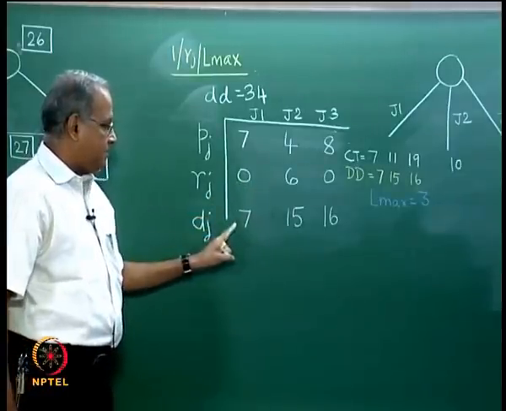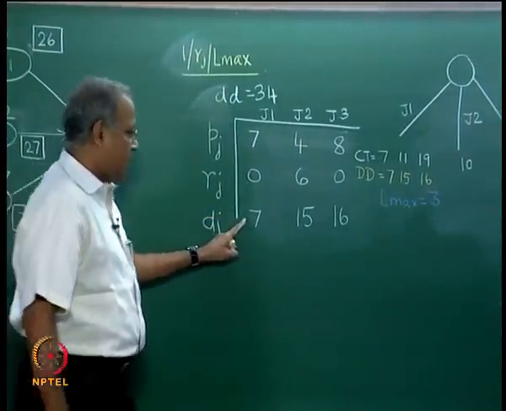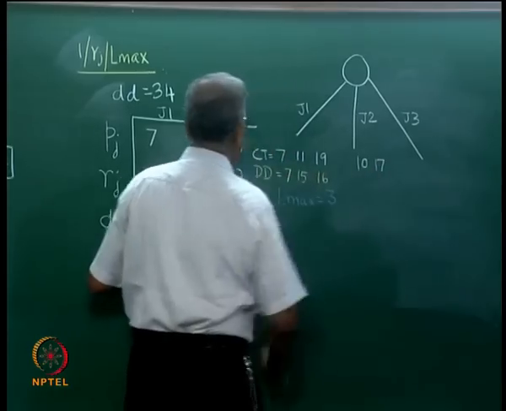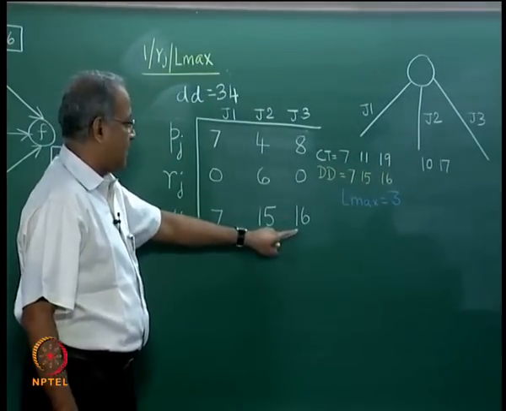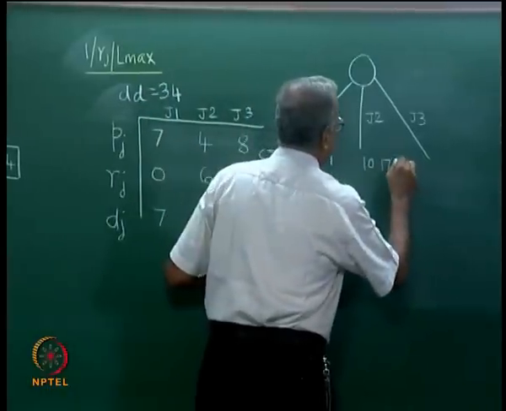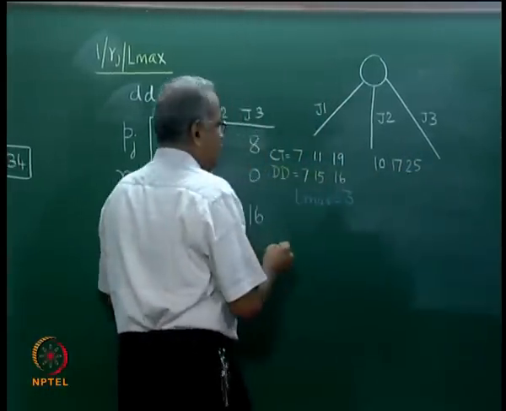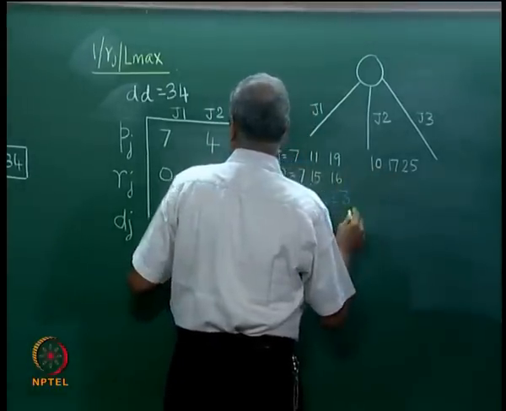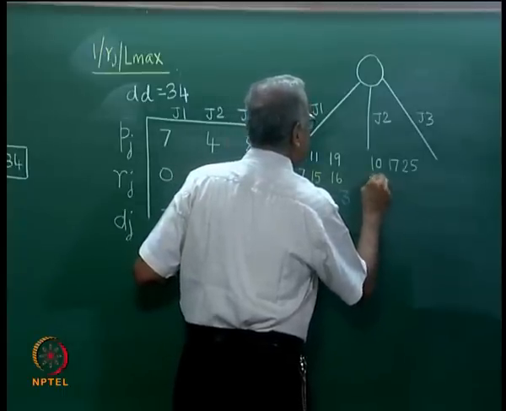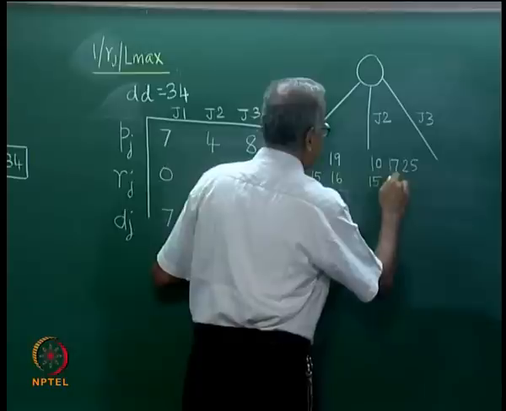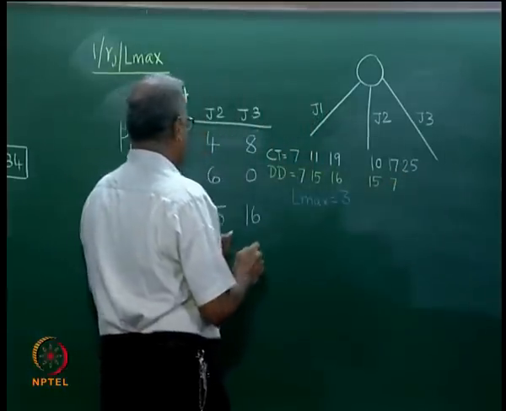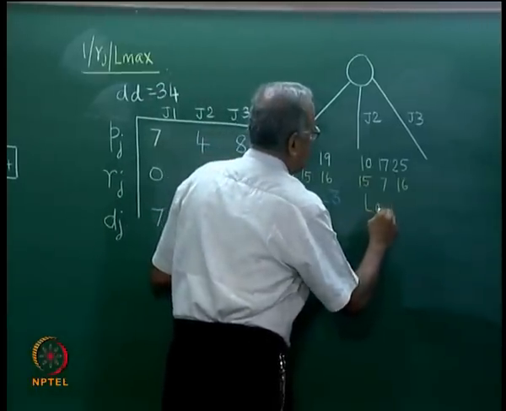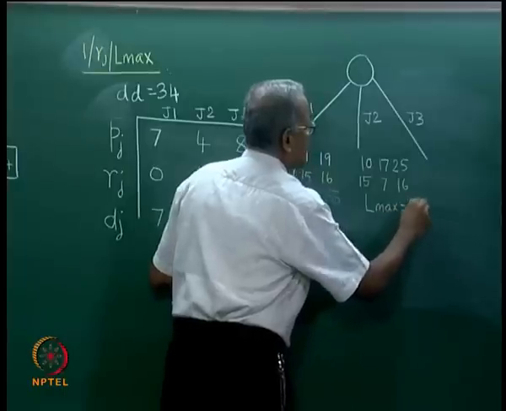Now, going by the preemptive due date, J1 comes next. J1 starts at 10 and finishes at 17, by which time J3 is available. So, J3 will take 17 plus 8, 25. Now the due dates are: for job 2 the due date is 15, for job 1 the due date is 7, and for job 3 the due date is 16. So, this gives us a solution with L max equal to 9.